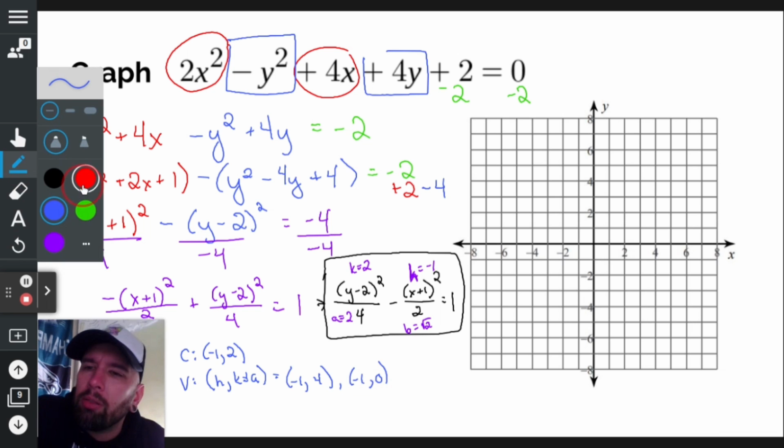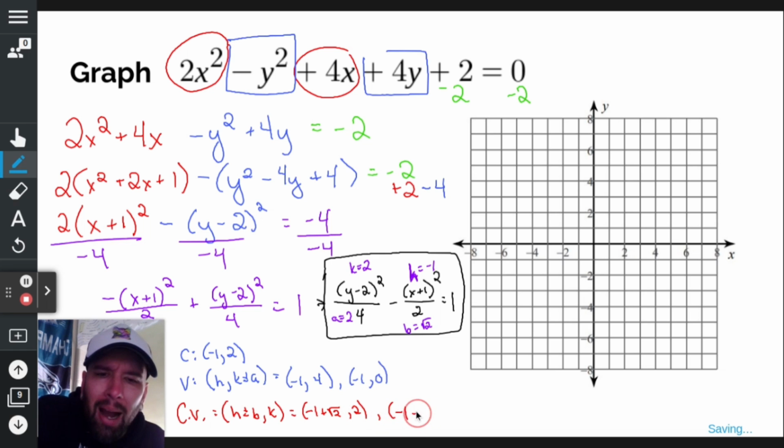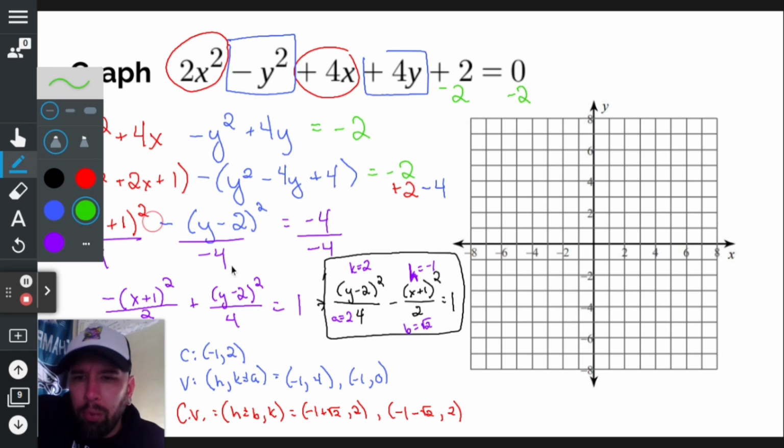My co-vertices are going to be h plus or minus b, k. So h, which is negative 1, plus b, so negative 1 plus root 2, and then k, which is 2, or negative 1 minus root 2, 2. All right. Let's draw some points.